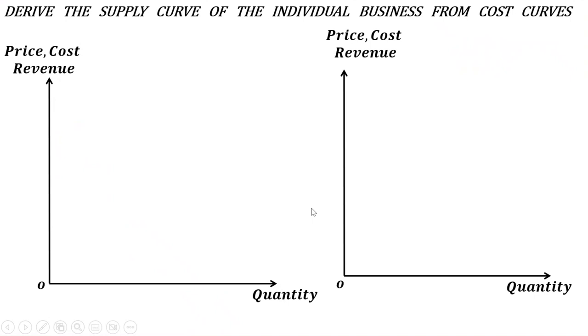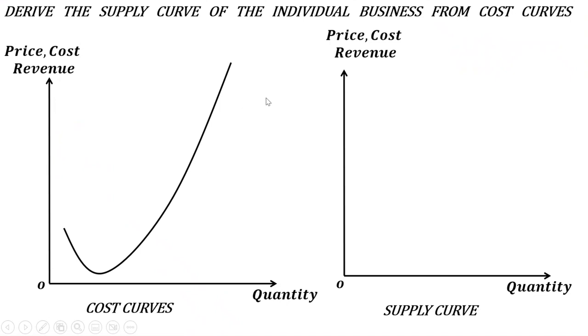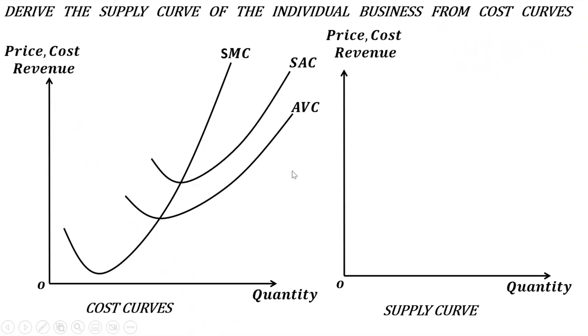Now, let's look at the following. This curve will represent our cost curves, and this curve will represent the supply curve. So we are going to use the cost curves, take all the information over, and plot the supply curve. Now let's draw the marginal cost curve. We draw the average variable cost curve and the short-term average cost curve.